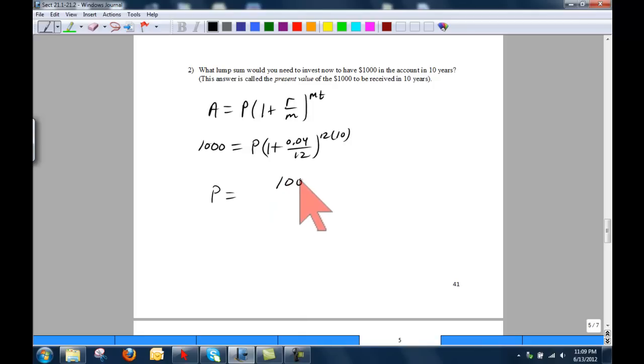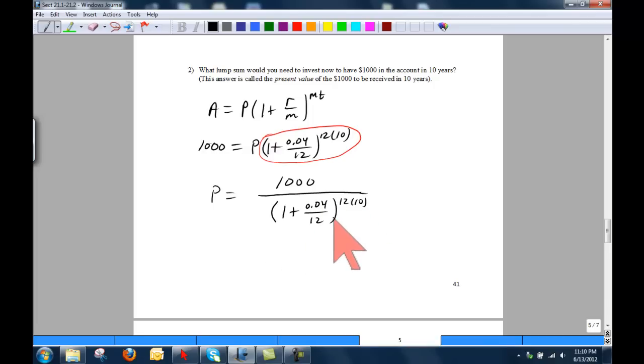I can mathematically solve for P by dividing both sides by this big expression here. I'm dividing both sides by the expression that I circled in red, and then I'm actually going to write the P on the left-hand side instead of the right, because that's how we usually write a formula. Wouldn't have to, but typically done. So now it looks like this. And then here is what you can enter into your calculator.